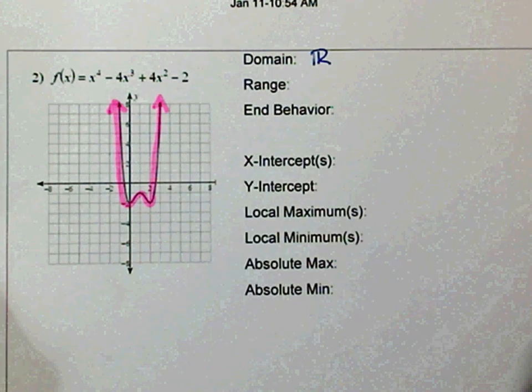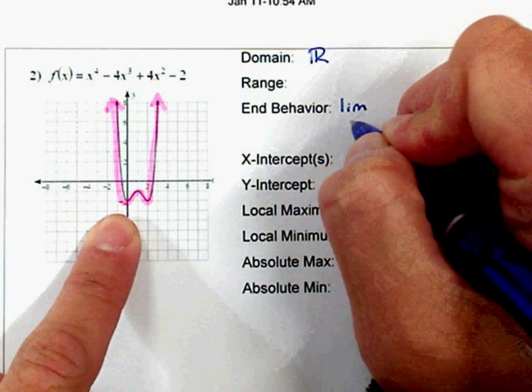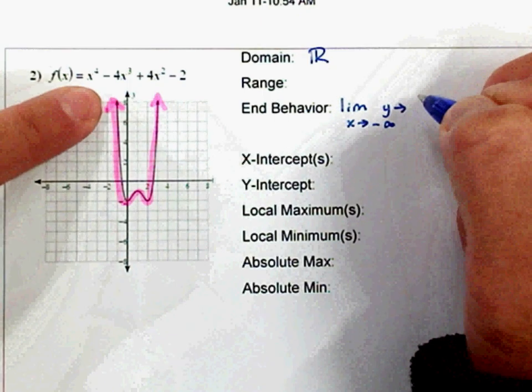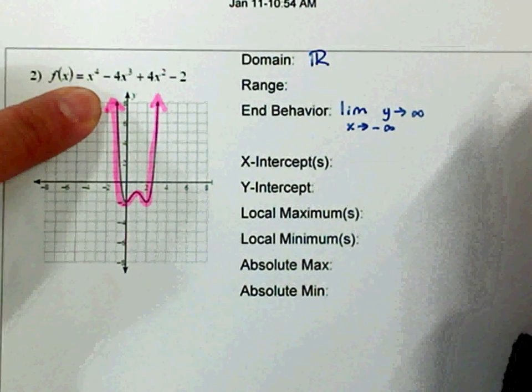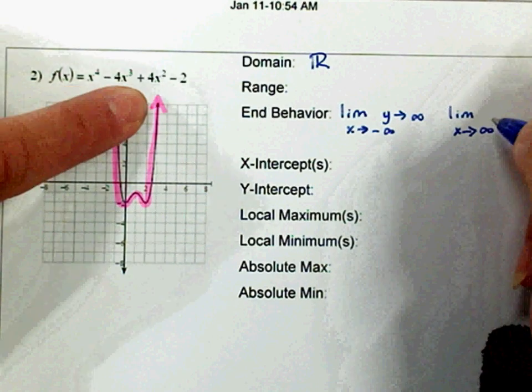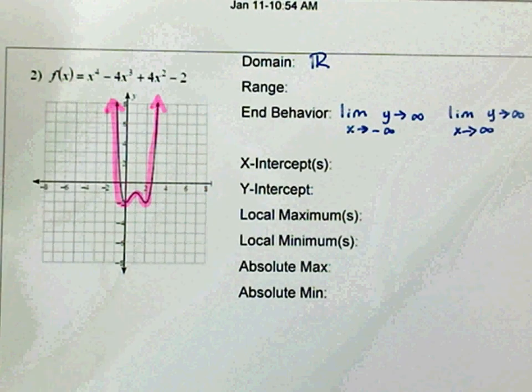My range goes from low to high, so I'm going to skip that one. Limit, x coming from negative infinity. Where's y going? To positive. Limit, x going to the right. There's the right side. Where's your y going? Also to the right. And yes, you have to write it separately.